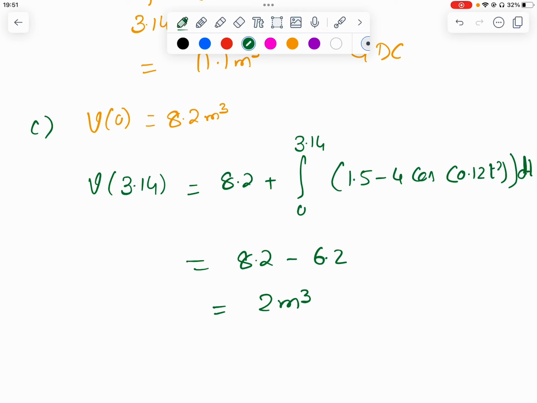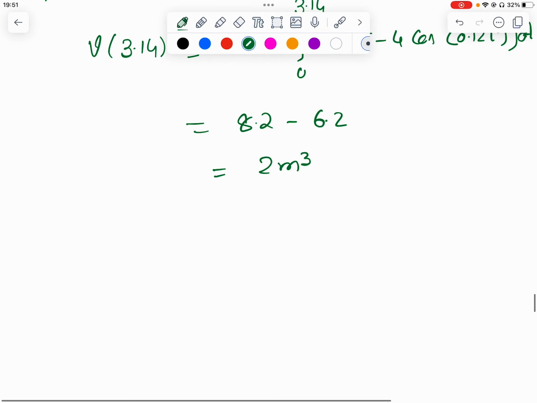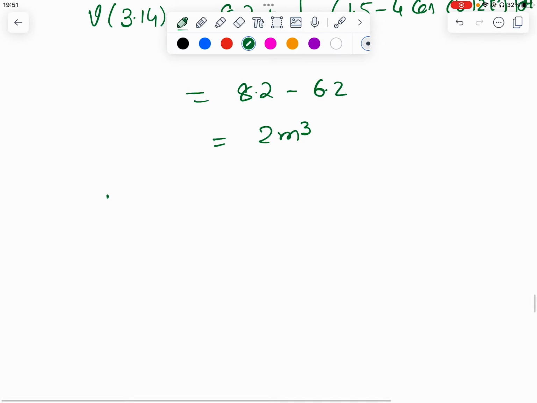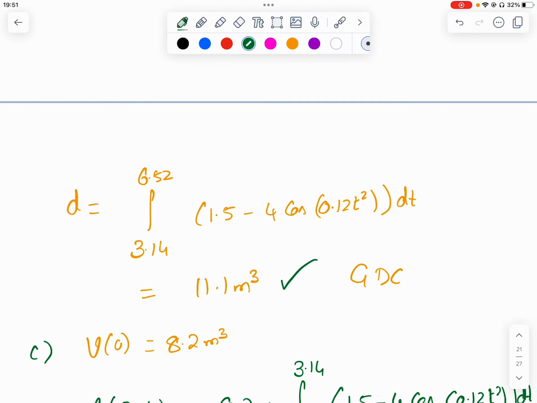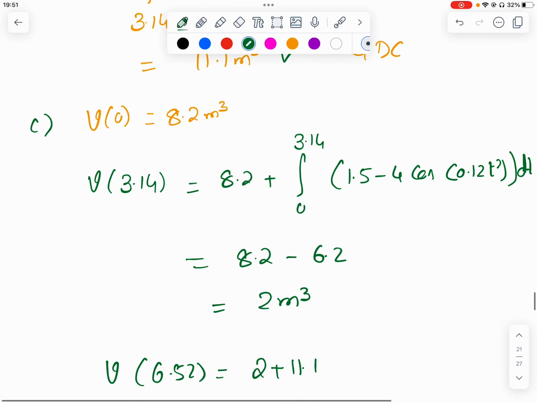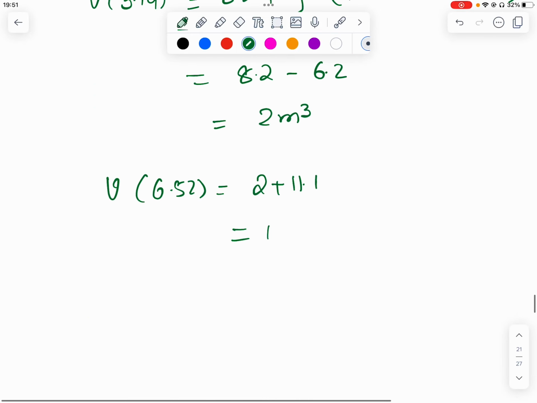After that, the volume increases by 11.1. So the volume at 6.52 should be equal to 2 plus 11.1. From where did I get 11.1? It is the maximum volume from over here. So 2 plus 11.1 becomes 13.1.